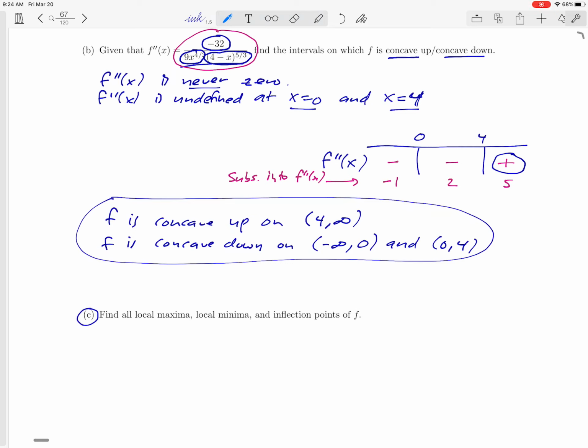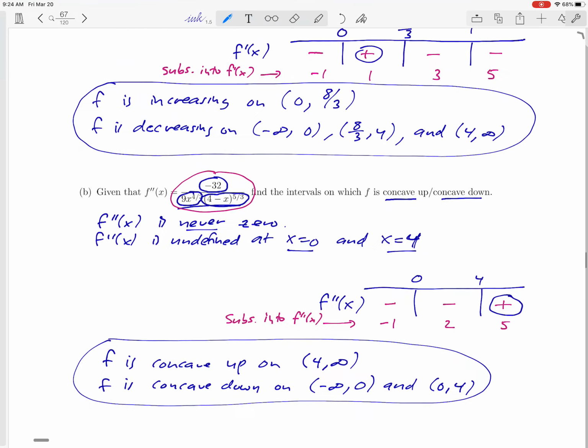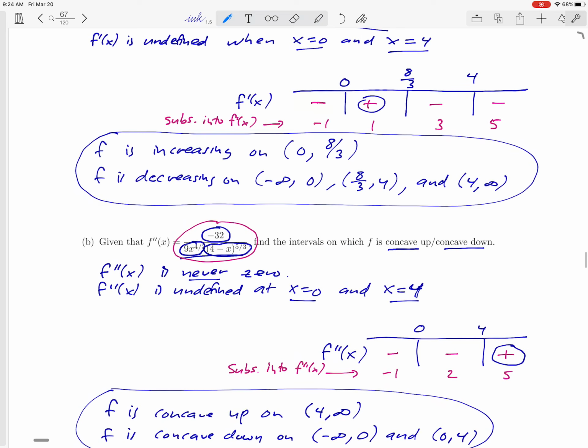Okay, and then finally, they want us to kind of tie it all together in part C here and see if we can locate local maxes, local mins, and inflection points. Okay, well, this is going to involve kind of looking back at the sign charts that we've already made. Okay, and let's start with the local max and the local min part of this. Okay, there we're going to need to look back at our first derivative sign chart. So we're going to need to scroll up a little bit here.